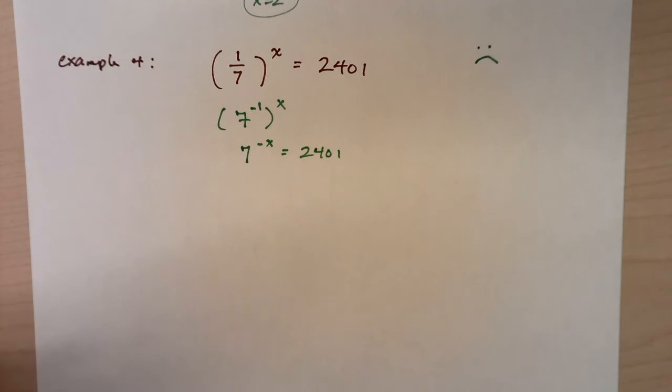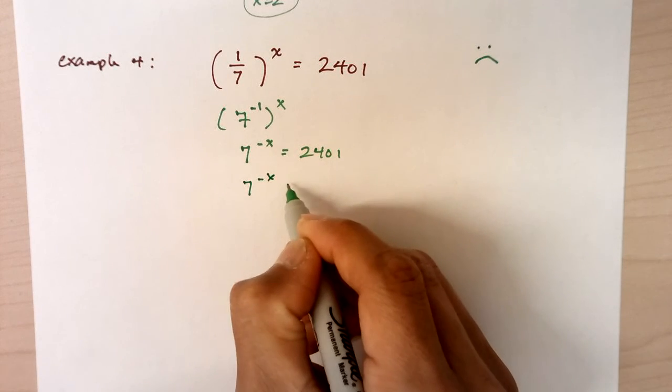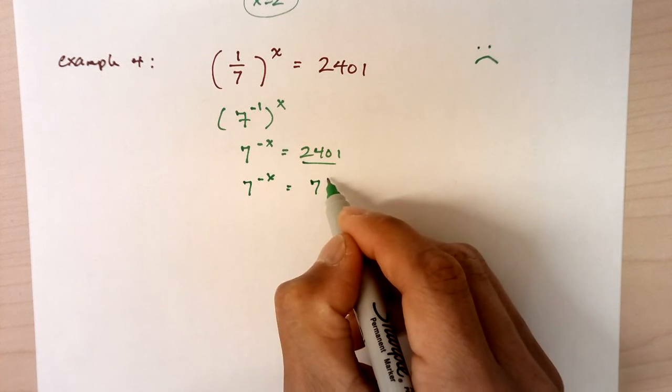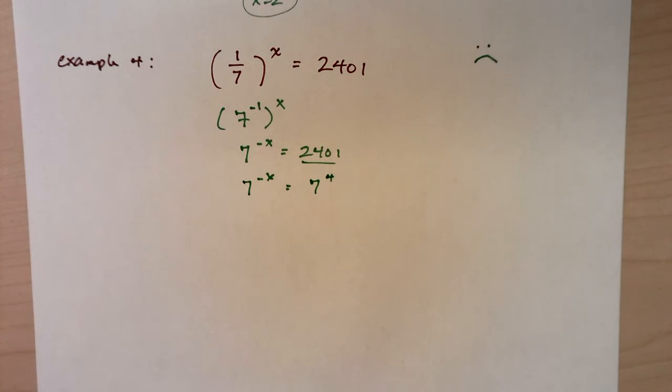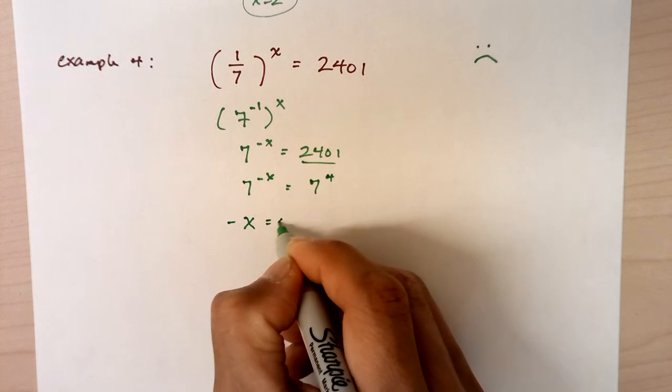So you might just need to play around on your calculator. 7 to the third power, or 7 cubed, is 343, so that's too small. And I could take 7 to the fourth power. That's 2,401. So 7 to the negative x power equals 2,401 is the same as 7 to the fourth power. Now we have the exact same base, so we can set the exponents equal to each other. Negative x is equal to 4.